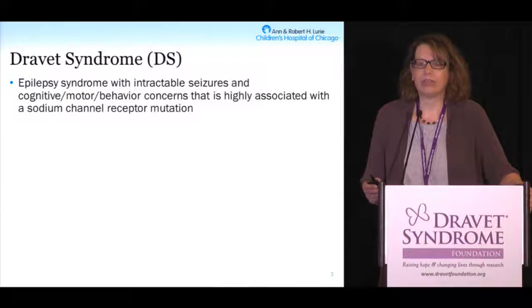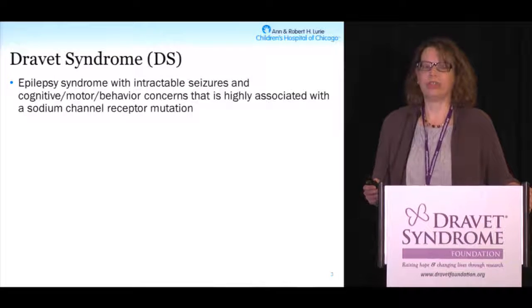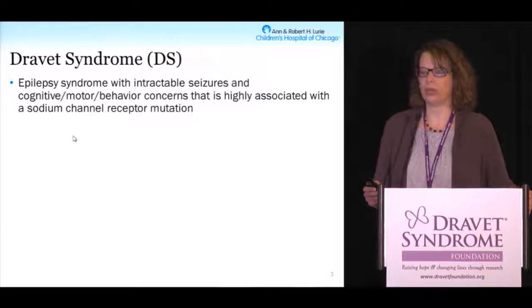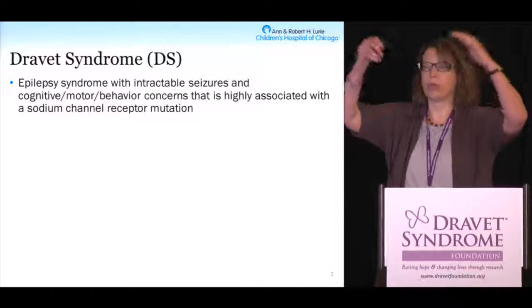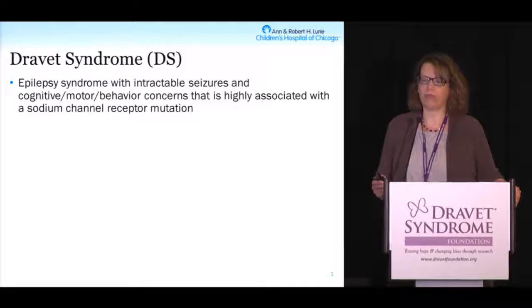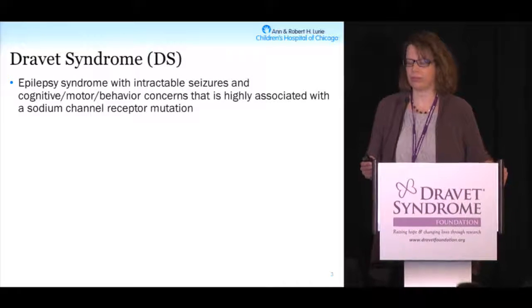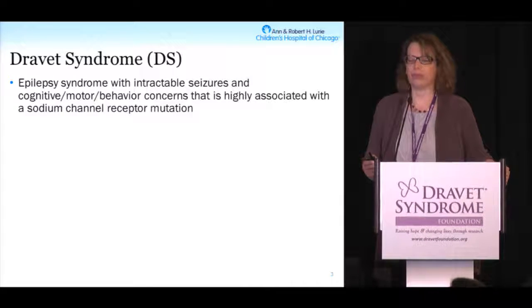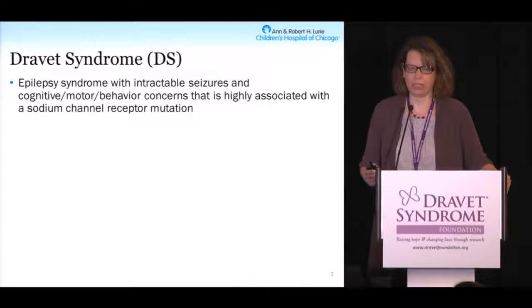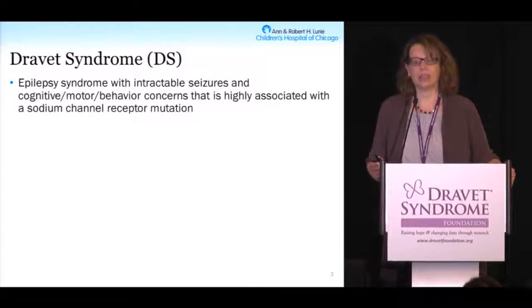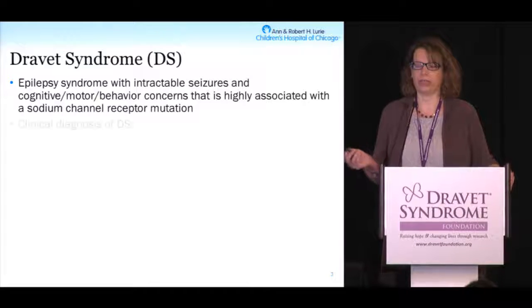So to begin, it's impossible to give a definition of Dravet syndrome in one sentence because it is just too complex. If we start in a grand, broad view, then it's an epilepsy syndrome with intractable seizures and cognitive, motor, and behavior concerns that's highly associated with a sodium channel receptor mutation. Now, as you have heard, Dravet syndrome at this time is still a clinical diagnosis.